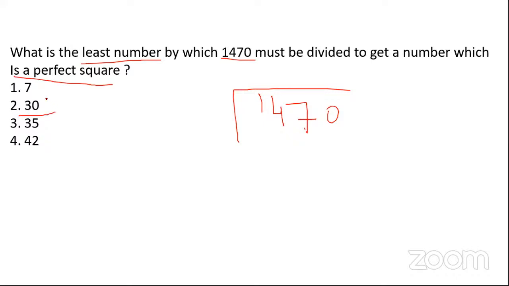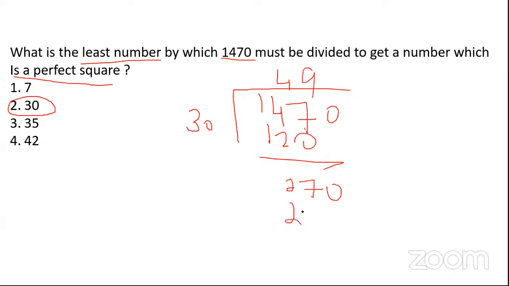Suppose if I take option 30. If I am dividing, 3 4s are 12, 0. Balance is 27. Here it is 0. So 30 into 49 is 1470. So remainder 0. So I'm getting 49. So 49 is a perfect square. So this is the least number. Clear? So the answer is option 2.